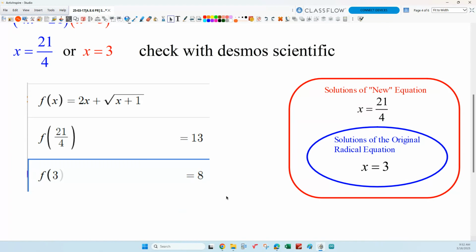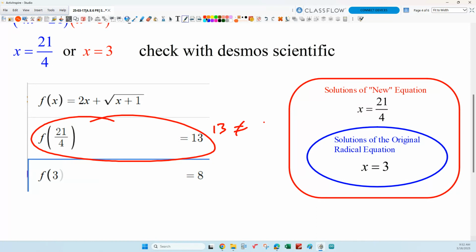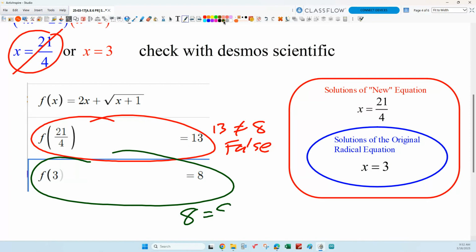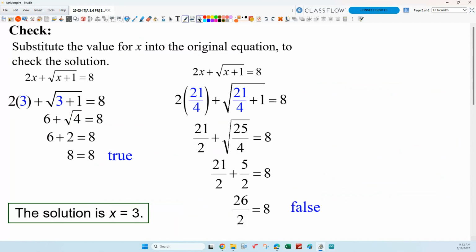Okay, so that tells us 13 is not equal to 8, so that one is false. Here, we got 8 equals 8, which is true. So x equals 3 is our solution. Okay, make sense? And just for the notes, if we plugged in those values, what we ended up getting: true for 3, false for 21/4.